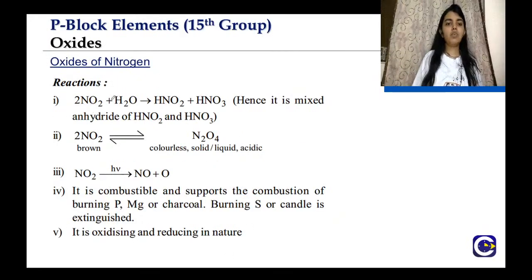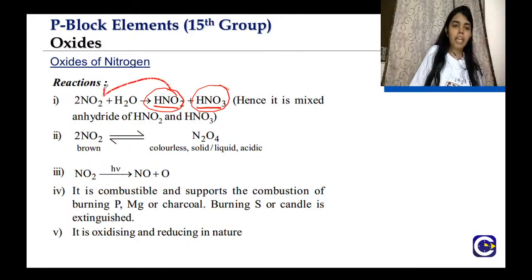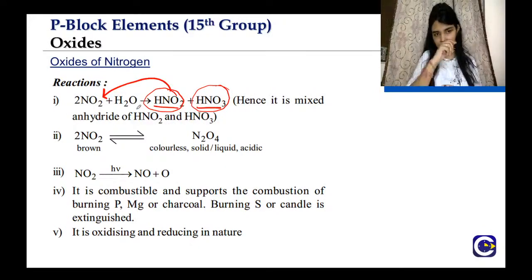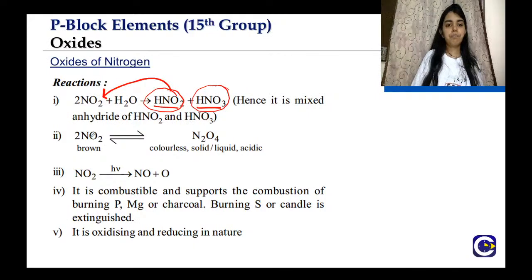Reactions: NO2 on reaction with water will give you HNO2 plus HNO3. So it is a mixed anhydride of HNO2 and HNO3. Why is it called an anhydride? Basically because NO2 on hydrolysis gives HNO2 and HNO3. That means if you remove water from HNO2 and HNO3, you dehydrate it, and it will form NO2. So NO2, vice versa, is the anhydride of the mixture of HNO2 and HNO3. If you cool NO2, you will get N2O4, which is a colorless solid or liquid, and it is also acidic in nature.